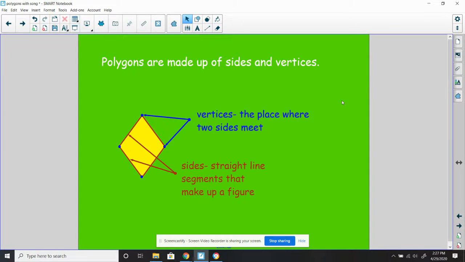So here's another indication. Polygons are made up of sides and vertices. This is what we're going to call them. Vertices are the places where two sides meet. So when we talked about an angle, we talked about a vertex, but the plural form of that is vertices. So these are vertices. On this particular shape, this rhombus, we have 1, 2, 3, 4 vertices. The sides are the straight line segments that make up a figure. So this one has 1, 2, 3, 4 sides. 4 sides, 4 vertices.